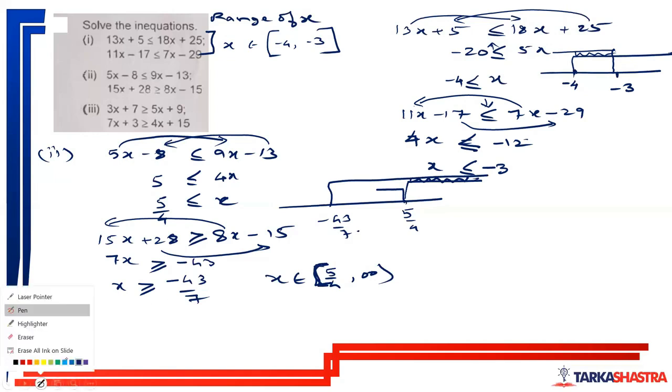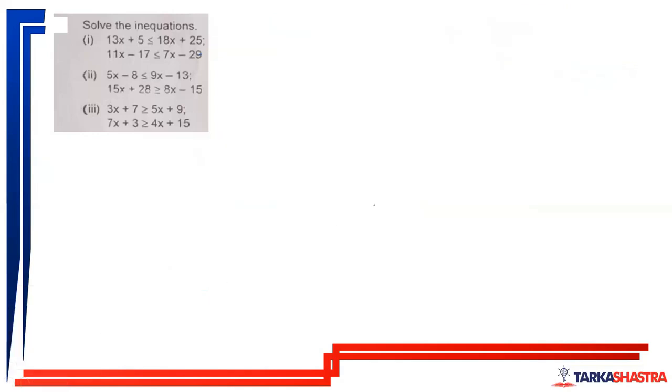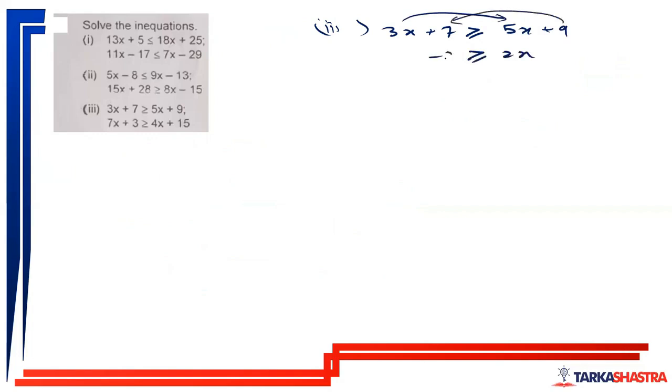Moving forward to the third question, I'll be erasing it. Third question is 3x plus 7 greater than or equal to 5x plus 9. If I take 3x over here, this will become 2x. If I take 9 over here, this will become minus 2. So x is minus 2 by 2, which is x less than or equal to minus 1.